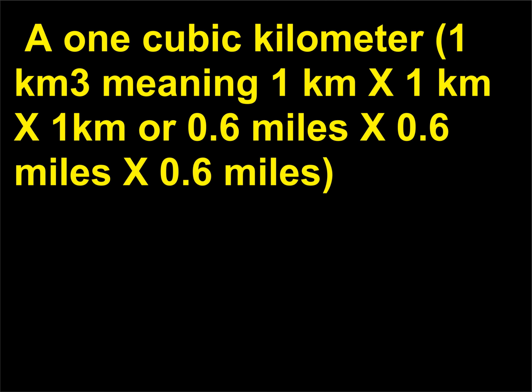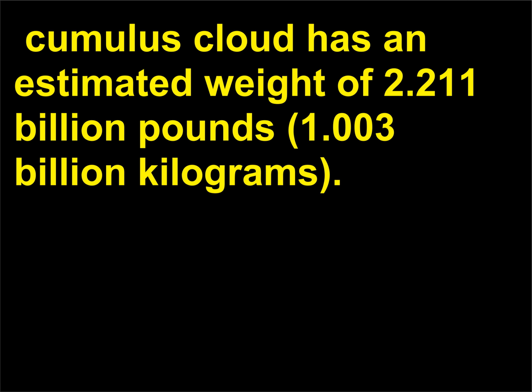A 1 cubic kilometer, meaning 1 kilometer x 1 kilometer x 1 kilometer or 0.6 miles x 0.6 miles x 0.6 miles, cumulus cloud has an estimated weight of 2.211 billion pounds, 1.003 billion kilograms.